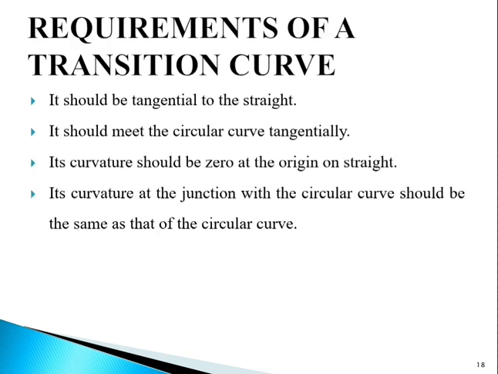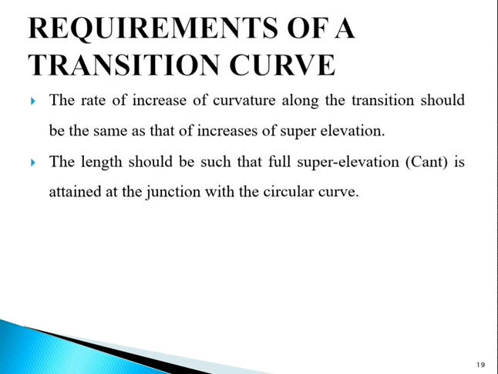Let us see the requirements of a transition curve. It should be tangential to the straight. It should meet the circular curve tangentially. Its curvature should be 0 at the origin on the straight. Its curvature at the junction with the circular curve should be the same as that of the circular curve. The rate of increase of curvature along the transition should be the same as that of increase of super elevation. The length should be such that full super elevation, or cant, is attained at the junction with the circular curve.